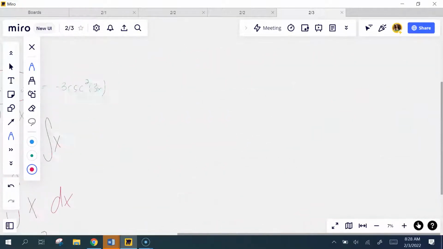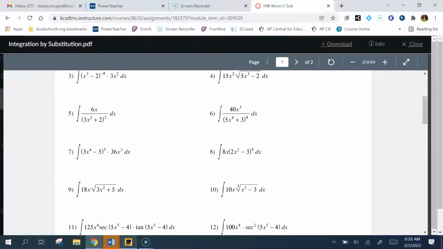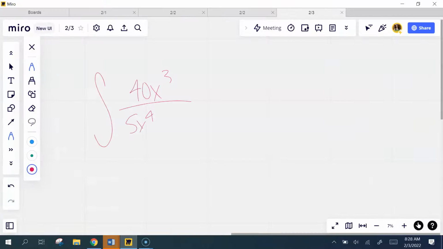Somewhat. Let's look at this one. Okay. 5x to the 4th plus 3, to the 4th. I'm thinking 5x to the 4th plus 3 is my u. What did y'all use? So for those that are having trouble coming up with the u, tell me your thought process when you chose the u.